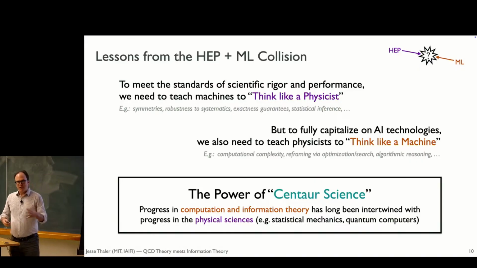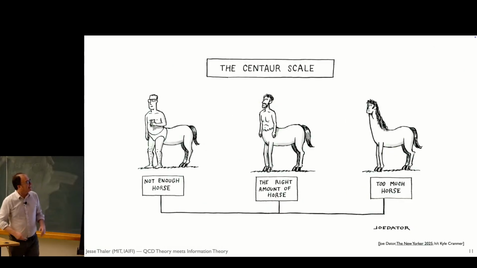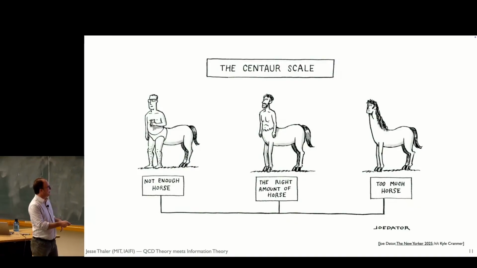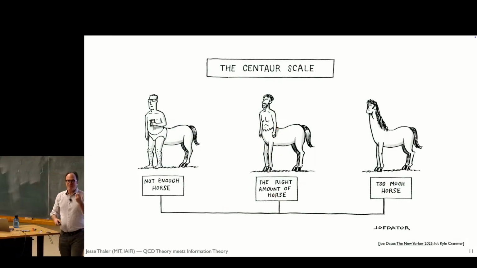And when I started talking about this concept of centaur science, Kyle Cranmer, who's a faculty member at University of Wisconsin-Madison, sent me this fantastic cartoon from the New Yorker magazine that I think highlights the challenge for those of us who are working in this space. So this is from earlier this year. So the centaur scale: what we're trying to do is find the optimal mixture between machine learning and physics knowledge. We're trying to figure out the right amount of horse, if you'd like. And in this talk, you're going to see an embodiment of this cartoon.